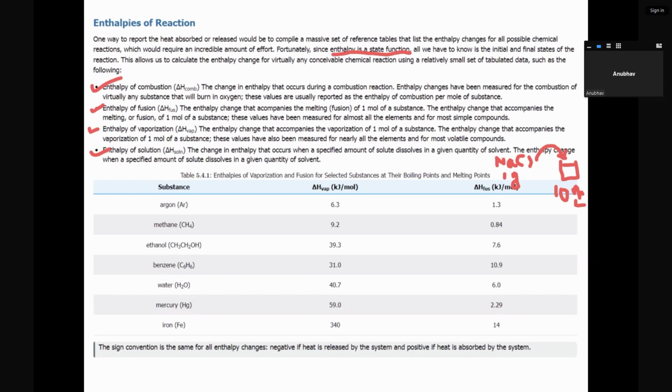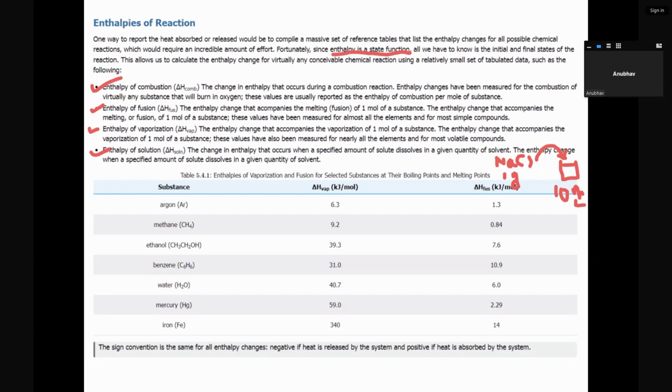So likewise, we can define the different enthalpy values: delta H combustion, delta H fusion, delta H vaporization, delta H solution, and so on. Now there is a table for your good understanding. First, we have the substance, that is argon, with delta H vaporization and delta H fusion. Both are given in the unit of kilojoule per mole.